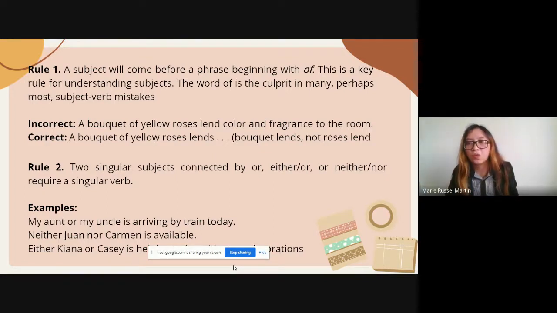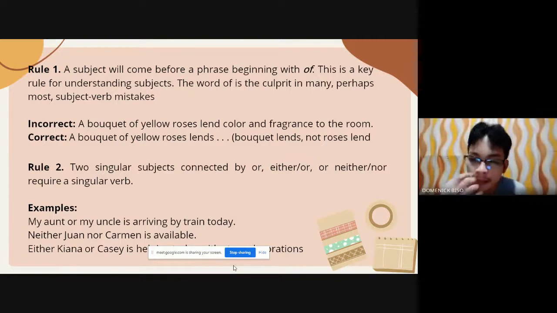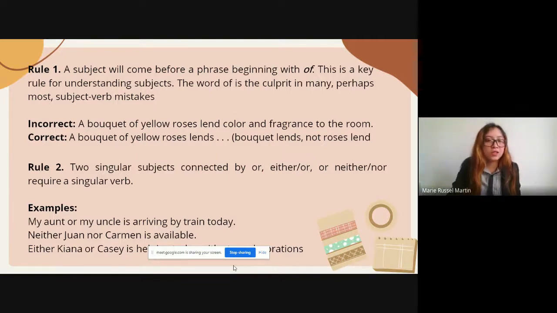Okay, so that's rule number 1. Do you have any questions? None, ma'am. Okay, very good. Now, let's move on to the second rule. Let's see. Rule number 2. Two singular subjects connected by either or neither nor, require a singular verb. For example, please read the examples, Louie.